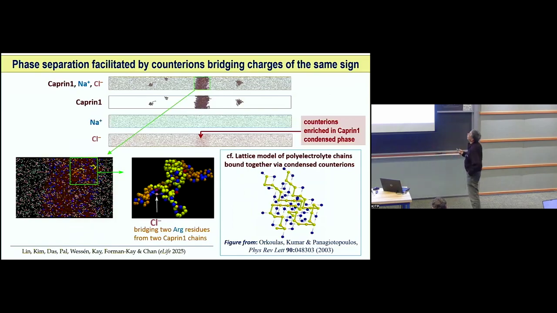Okay, so we can look more deeply into this. Here is a snapshot showing that most likely the way these polyelectrolytes phase separate is because of this bridging interaction with the counterion chloride. This is very similar to the effect illustrated more than 20 years ago by Panagiotopoulos's group using lattice simulation of polyelectrolytes on a lattice with counterions.